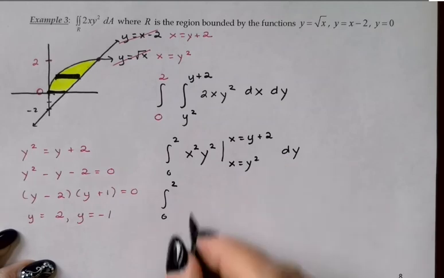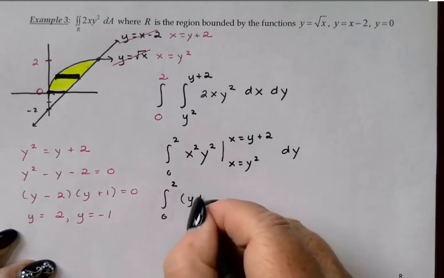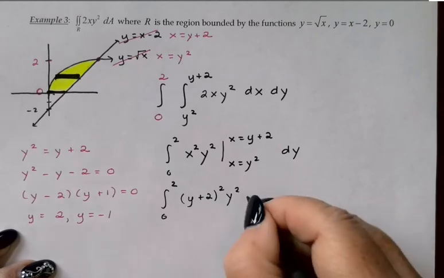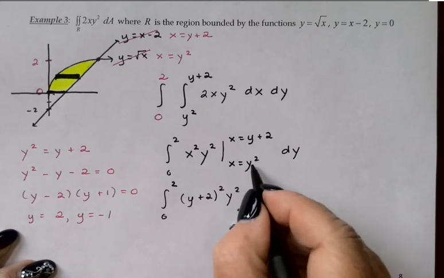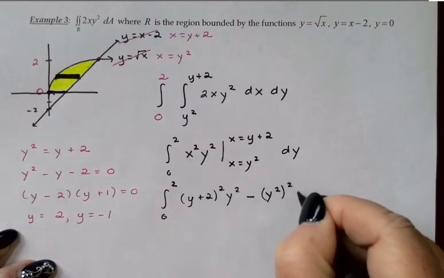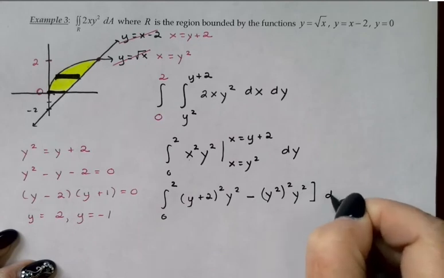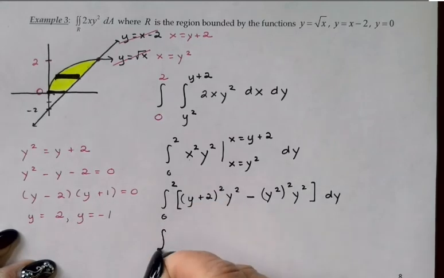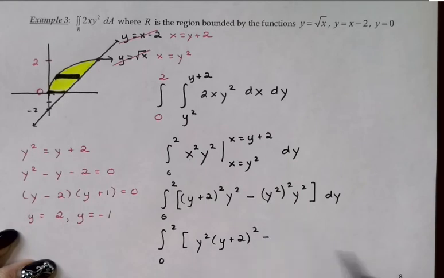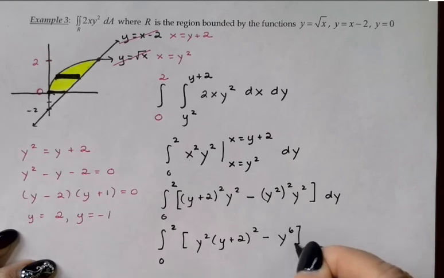Plugging in x equals y plus 2, I would have y plus 2 squared times y squared. Subtract, plugging in x equals y squared, I'd have y squared squared times y squared. I'm going to simplify just a little. What I actually have is y squared times y plus 2 squared. And that would be y to the 4th times y squared, or y to the 6th.